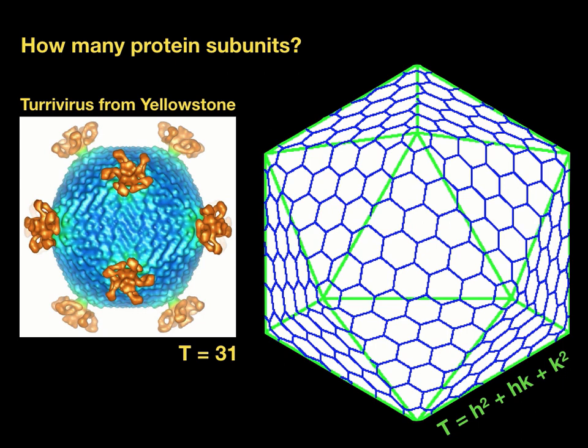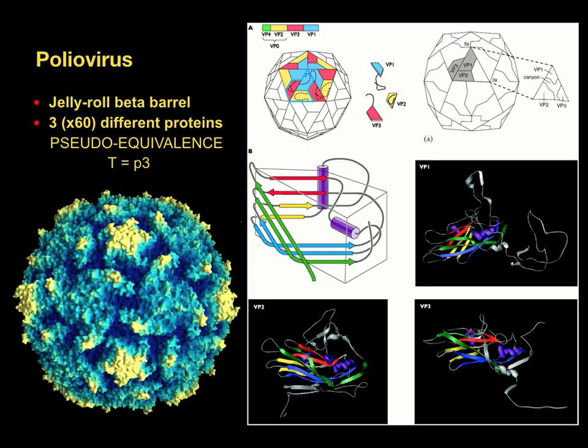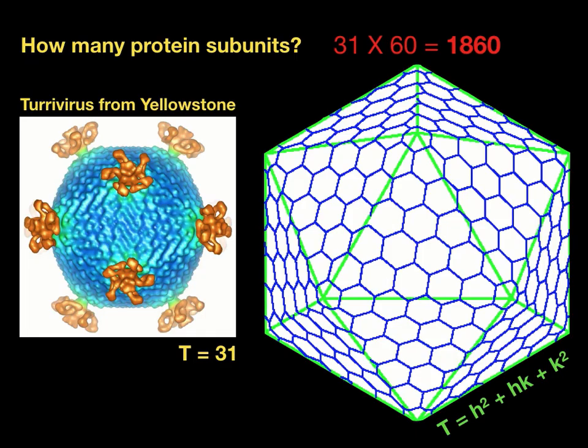Multiply by 60. This would have 1,860 subunits forming this capsid. Yeah, any questions? It should be clear, because I'm afraid this is important.